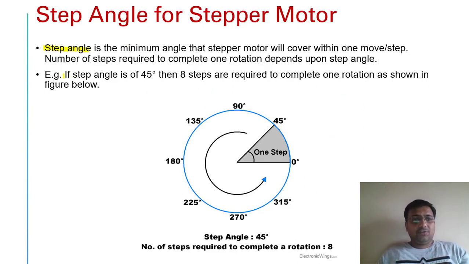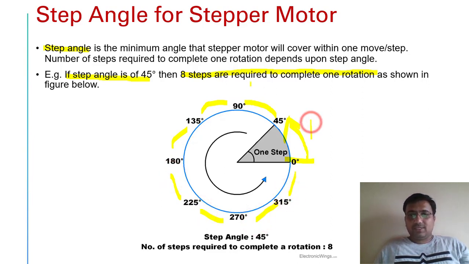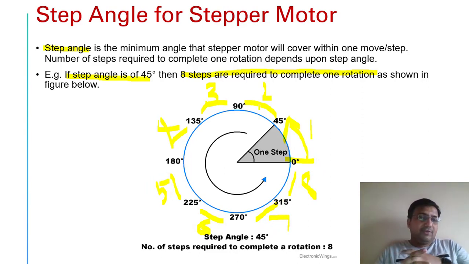For example, if your step angle is 45 degrees, then 8 steps are required to complete one rotation, as shown in the figure. If the stepper motor is at this particular position and rotates by one click toward this side, it is 45 degrees. Another 45 degrees is required, another 45, 45, 45 and 45. Total 8 steps are required. This is the first step, second step, third, fourth, fifth, then sixth, seventh and eighth. So there are a total of 8 steps required to complete one rotation if your step angle is 45 degrees.